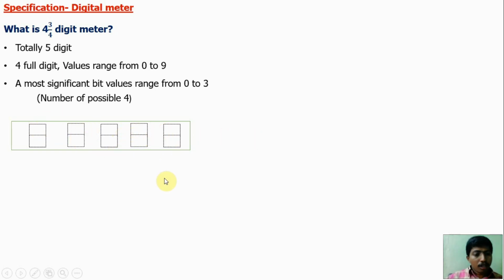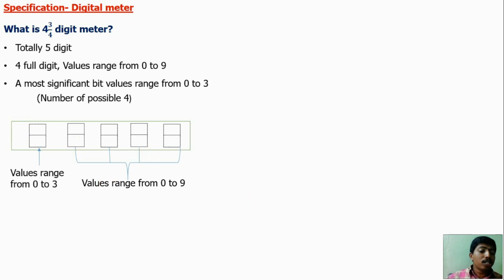1, 2, 3, 4, 5 digits. Here 4 full digits, the values range from 0 to 9. 1 most significant bit, the value ranges from 0 to 3. What is the maximum value of the 4¾ digit meter? 39999.